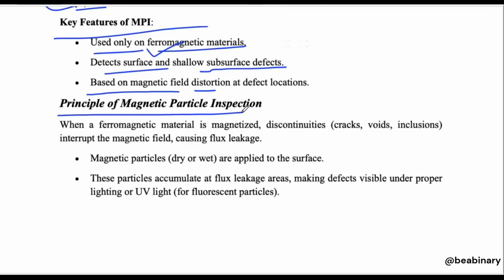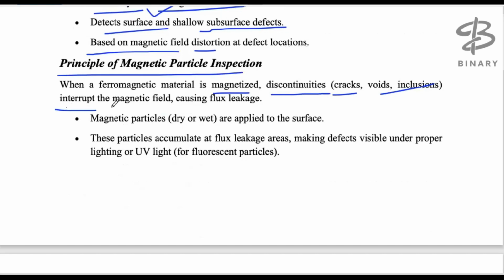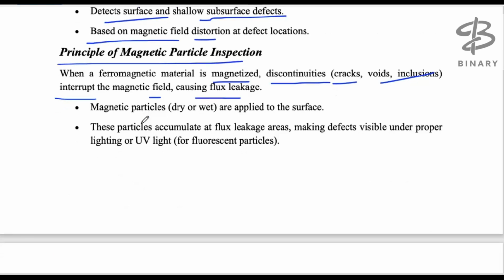Principle of magnetic particle inspection, MPI. What are the principle and the working method? When a ferromagnetic material is magnetized, discontinuities such as cracks, voids, and inclusions interrupt the magnetic field, causing flux leakage. That's why we can check whether defects are present, and we can easily find the damage or defects.